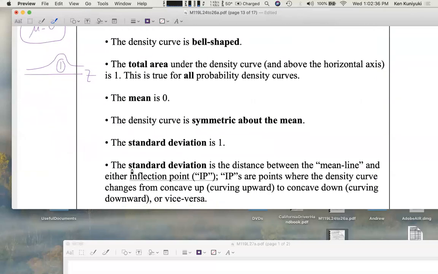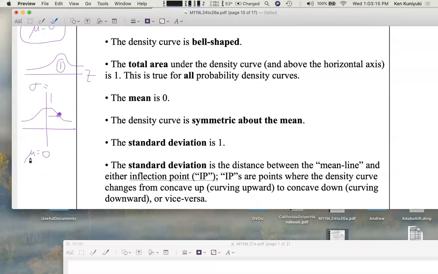Again, visually, the standard deviation, I'll try to do this better. So the mean is 0. The standard deviation is 1. And although you don't really have to know this for this class, it's nice to know this for drawing good pictures. But the standard deviation is the distance between the mean line, the 0 here, and by the way, mu is 0, the mean. Sigma, the standard deviation, is 1.